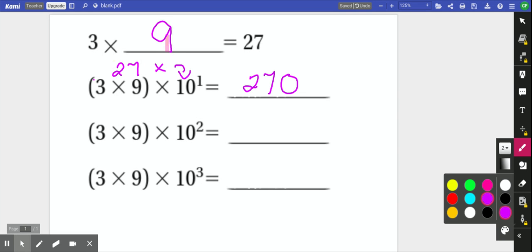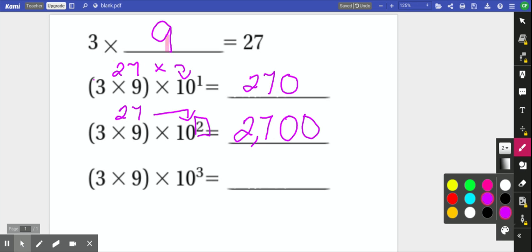I'm going to continue my pattern. 3 times 9 again is still 27. And my exponent now is 10 to the second power. So again, that identity property is telling me 27 times 1 is 27. But this time, because my exponent is 2, just like yesterday, I'm going to add 2 zeros.